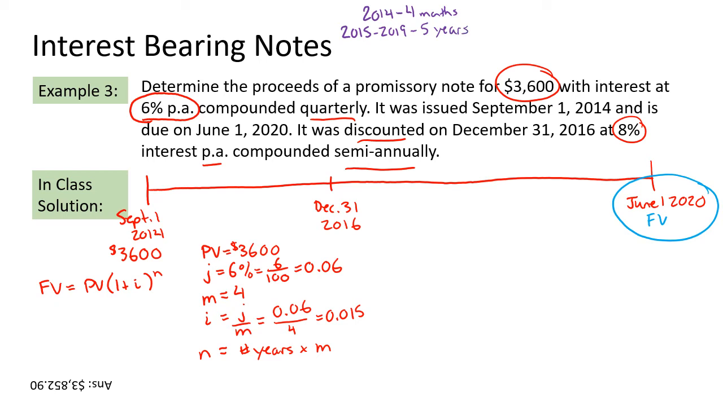And then lastly, in 2020, we can count January, February, March, April, and May. We can't count June because it's June 1st, so that's 5 months. So 2020 is 5 months. So our total is 5 years and 9 months, sorry.